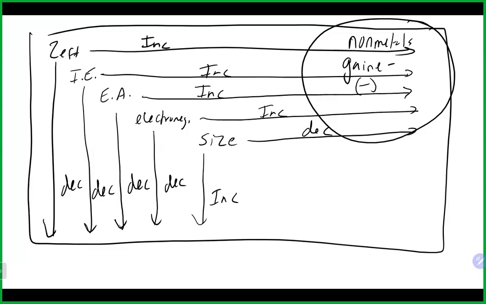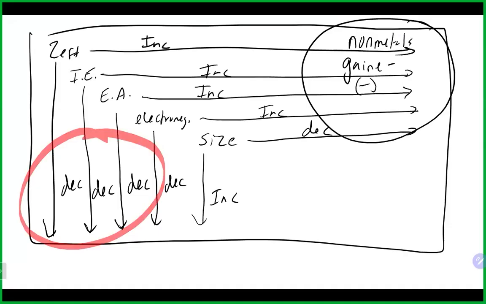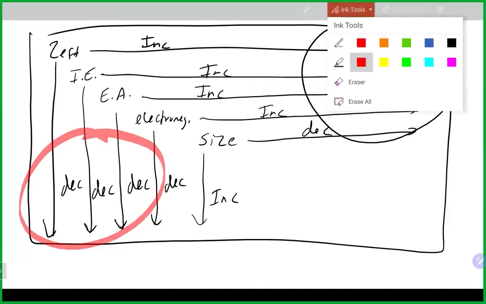So nonmetals are typically the elements that like to gain electrons and become negatively charged. Now, if we look at all these periodic trends and go to the bottom left of the periodic table, this is where our metals are located.